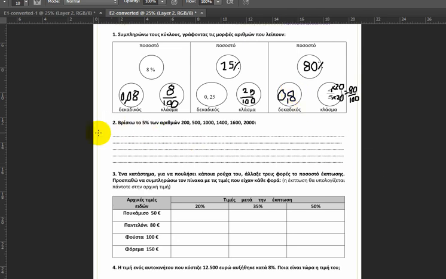Great. Now, next up. We want to find 5% of these numbers, each of these numbers. Okay, so what you would have to do for each of these, since we know the percentage, you know the total, you want to find the part. You do 5 over 100 times each of these numbers. Okay, so first we would do 200.